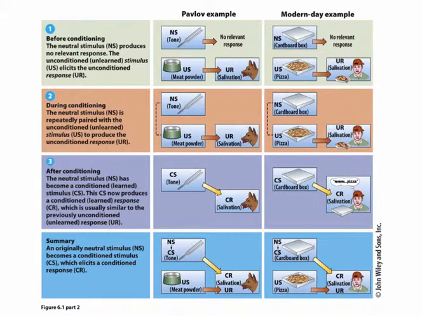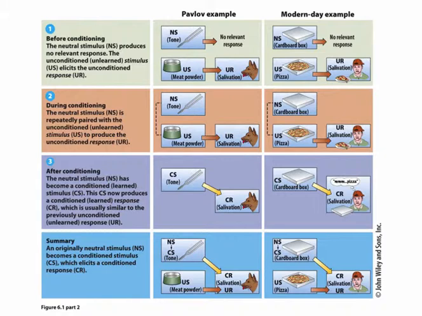So during conditioning, the neutral stimulus is paired repeatedly with the unconditioned stimulus in order to produce the unconditioned response, but after conditioning, the neutral stimulus has become a conditioned stimulus. So it now produces the conditioned or learned response, which is usually, again, very similar to the previously unconditioned response, except usually it's a little bit less intense. So there would be less salivation, in other words, from the sound of a tone than there would be from meat powder.